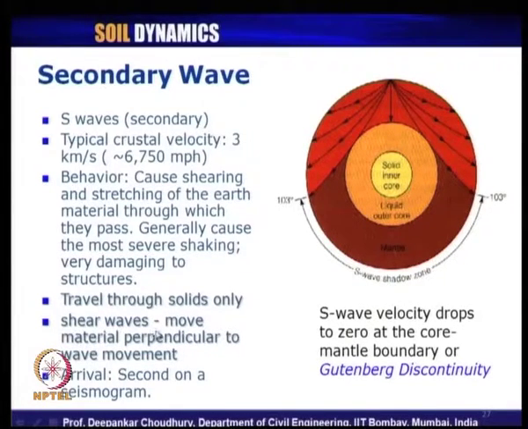Shear waves move material perpendicular to the wave movement, as I have just mentioned. And what is the arrival time of the secondary wave in a seismogram? It is the second wave which arrives at the seismogram. When an earthquake occurs, seismograms record different waves. First arrival is the P wave because of its very high crustal velocity. Next higher velocity is the S wave, so the second arrival in the seismogram is the S wave.